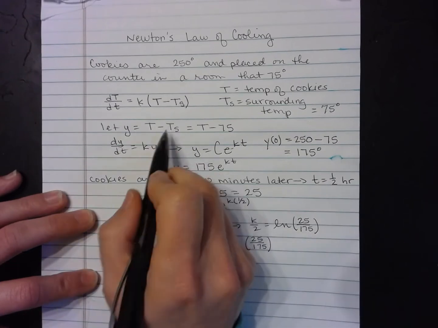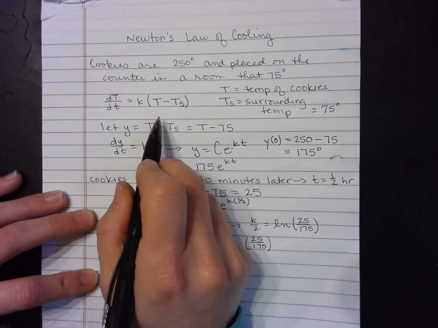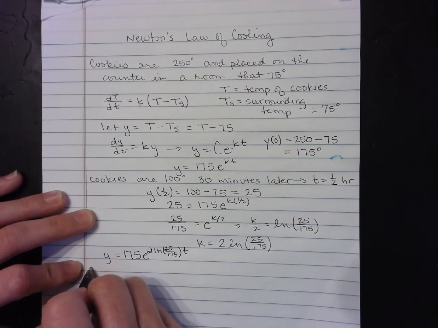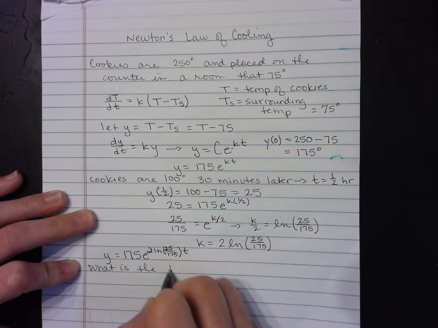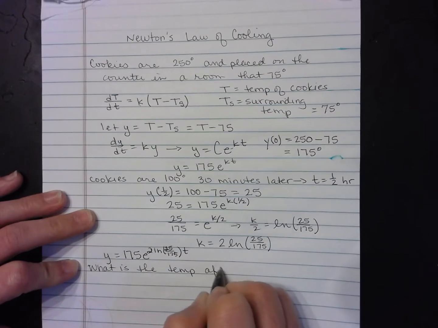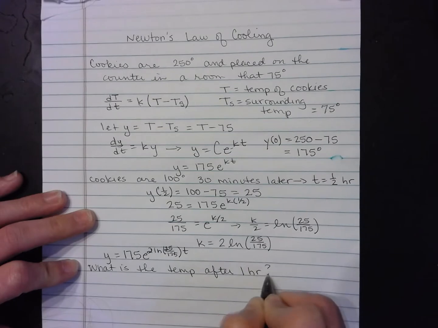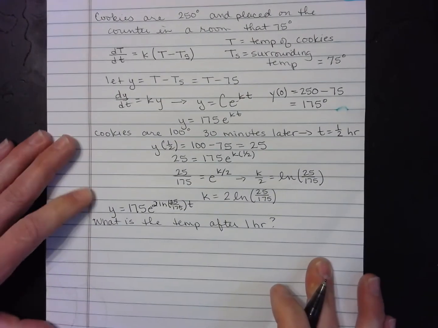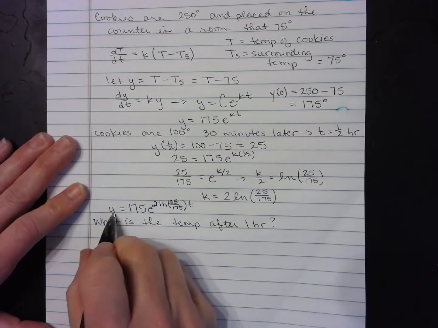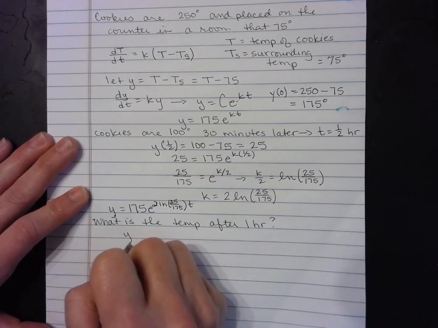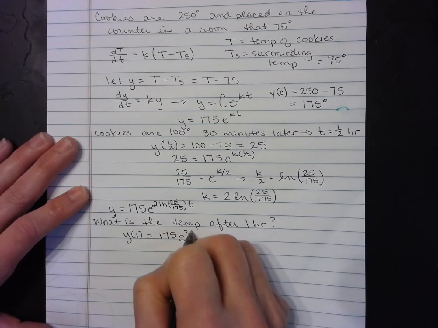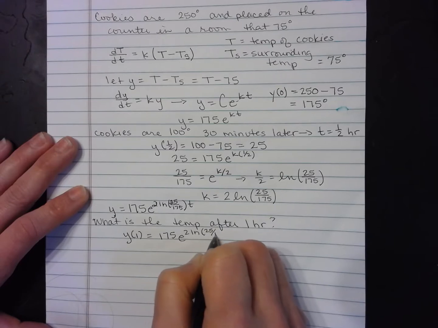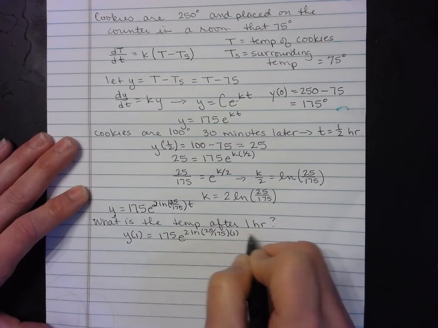Now the y value, remember, is this difference in temperature. So let's say they ask the question, what will the temperature be after an hour? First let's find the y value after 1 hour. So y at 1 hour will be 175 e to the twice natural log of 25 over 175 times 1.